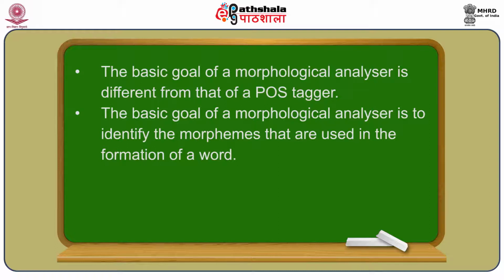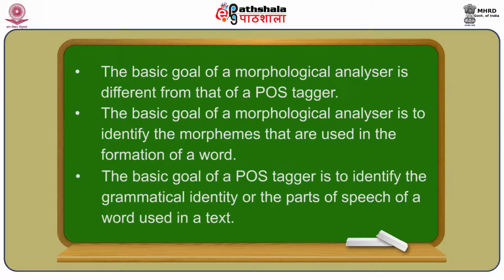So, while we are applying a morphological analyzer, we are trying to identify what kinds of morphemes are combined together to form a word. While the basic goal of a POS tagger is to identify the grammatical identity, or the parts of speech, of the word used in a piece of text. So these are two different processes, two different goals, two different methods. They should not be combined together.